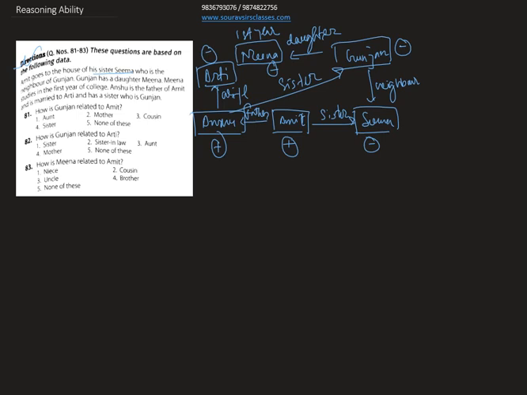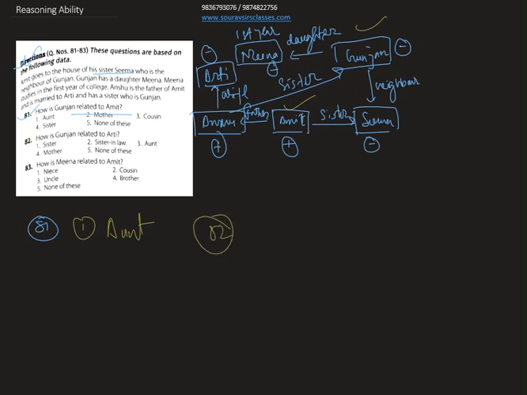Now we are ready to solve the following questions. Now let's see the first one. How is Gunjan related to Amit? This is Amit and this is Gunjan, and as we know that Gunjan is the sister of his father, therefore we can say that Gunjan is aunt of Amit. Therefore option A is the correct answer.